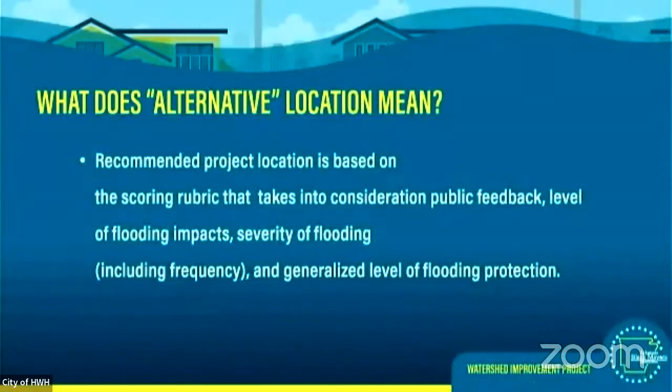Now, what does an alternative location mean? Because you hear that term, okay, this alternative, we have 4 alternatives. What does that mean? It's a recommended project location. It's based on a scoring rubric that we just talked about to take in consideration public feedback, level of flooding impacts, and severity of flooding, including frequency and generalized level of flooding protection.